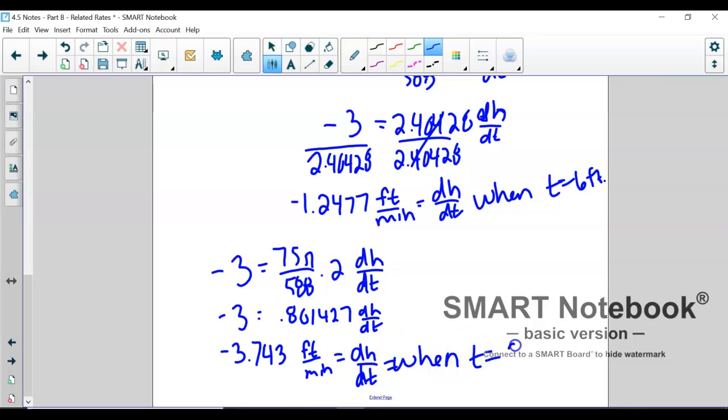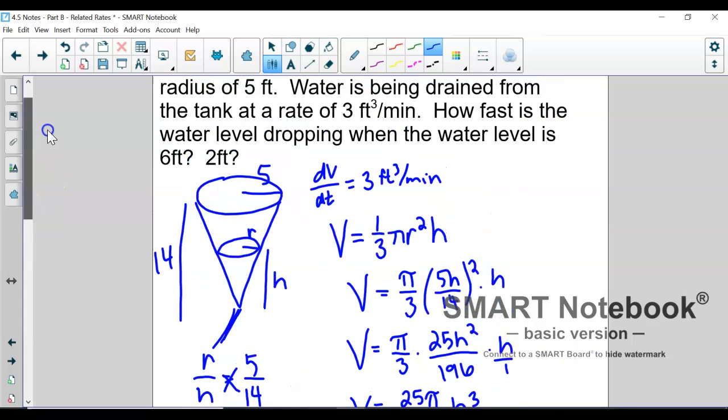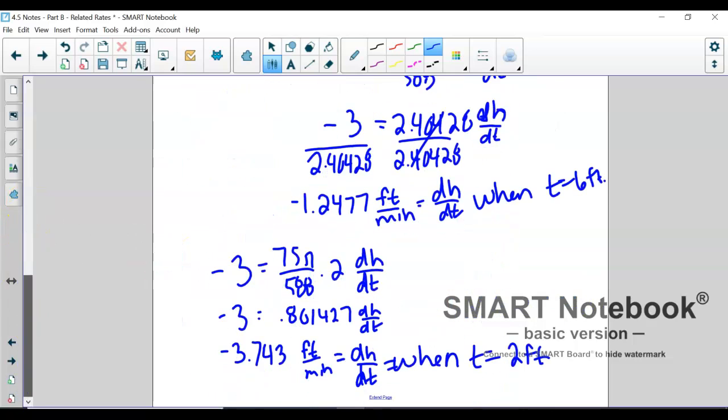And if you think about it, the height of that water should drop more slowly at first and then more quickly at the end. So this makes sense that we have a larger number here for whenever this is 2 feet than whenever it was 6 feet. So hopefully that will help some.